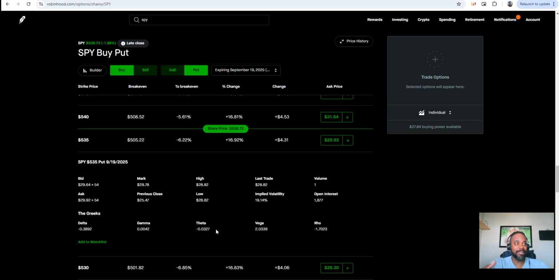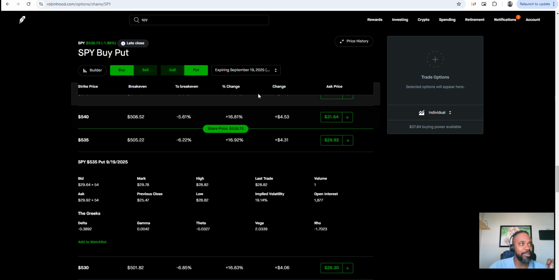Now, if this thing keeps coming down, then obviously the theta is not going to be important, right? But these are the things you have to pay attention to. But let's look at the delta now. For every dollar move it goes up or down, you're going to make or lose $38, right? So this theta and this delta is very important.